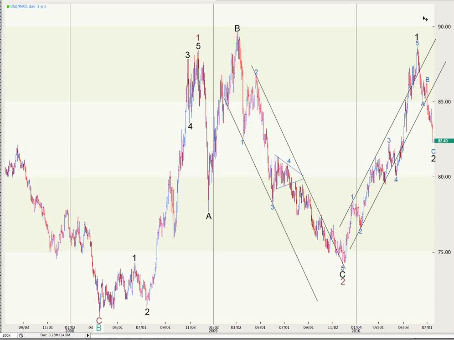A target for primary 3 to end may lie about 102.87, most likely. That's where it will equal 1.618 the length of this primary wave 1. Although it could go higher, we'll see how it unfolds and refine that target as we get closer.